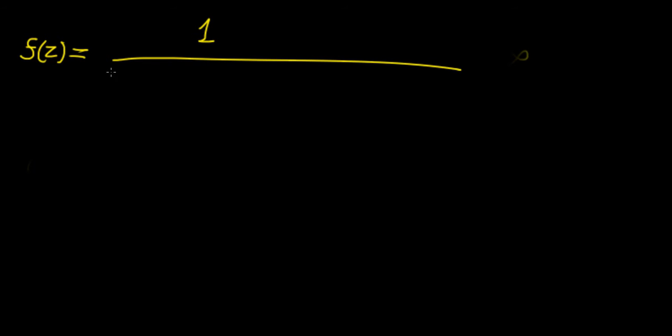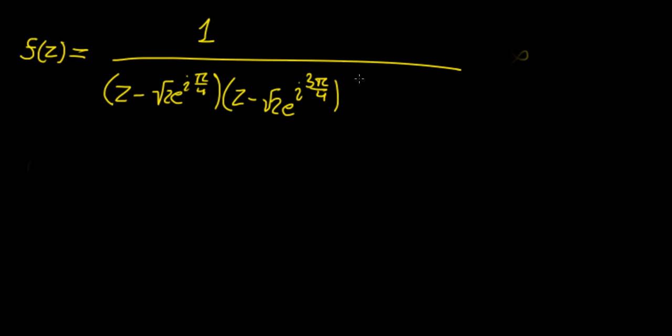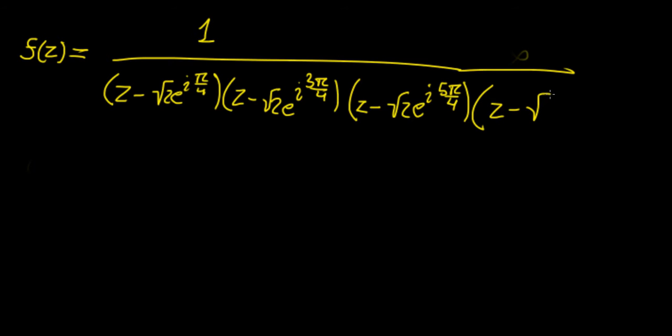So basically, just to rewrite our function of z, we're going to have 1, and this is going to be a fairly long polynomial, because remember that we just factorized and we got 4 roots. So this is going to be z minus root 2 e to the i pi on 4, z minus root 2 e to the i 3 pi on 4, z minus root 2 e to the i 5 pi on 4, z minus root 2 e to the i 7 pi on 4.